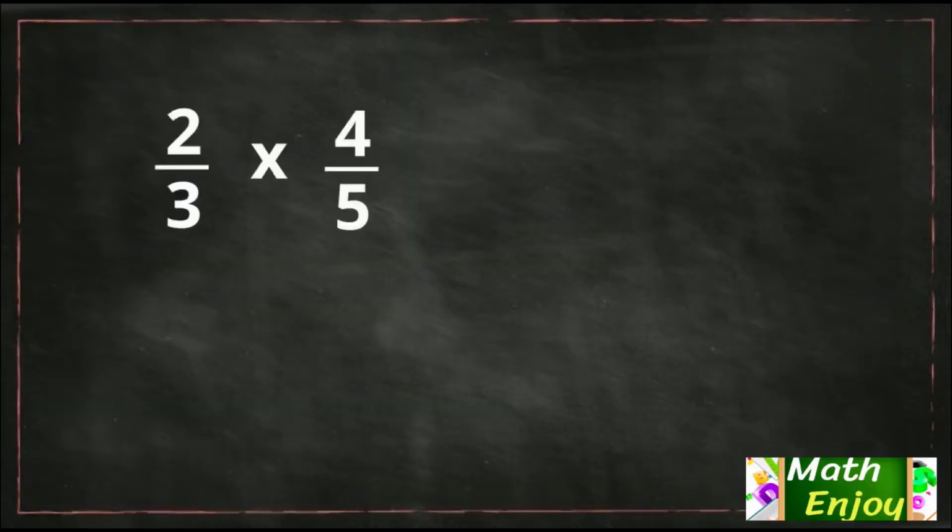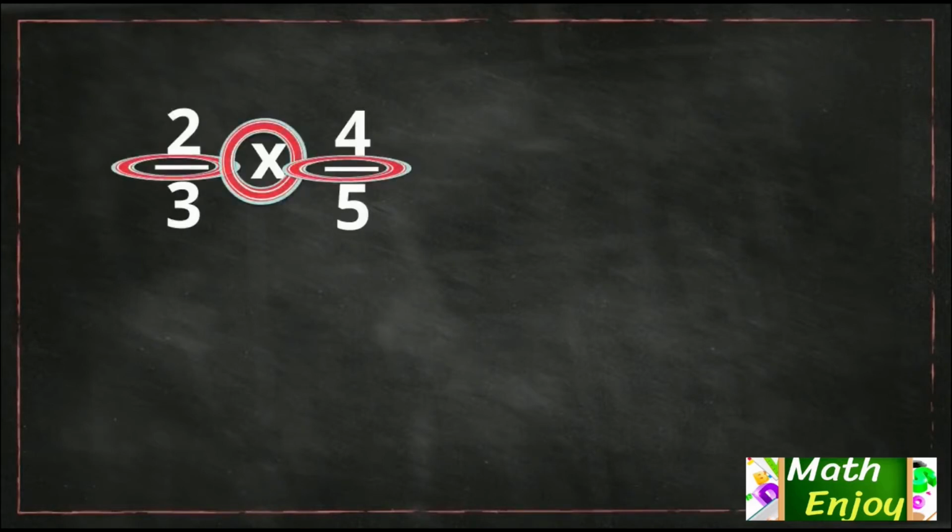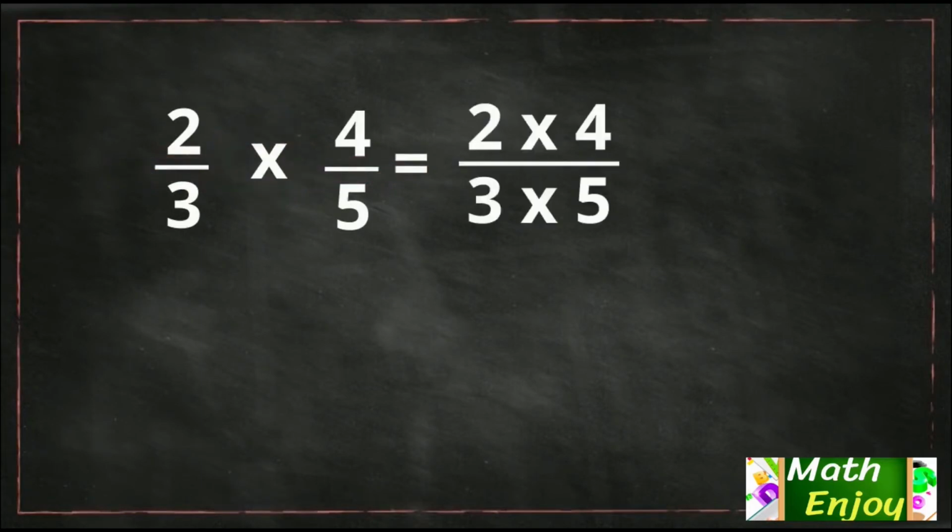2 over 3 multiplied by 4 over 5. As I told you, here also there are 2 operations, division and multiplication. We can write this one in this way. We have to multiply the numerators together and we have to multiply the denominators together. Actually, it is not compulsory to write this step. First, we will multiply the numerators. 2 times 4 is 8. 3 times 5 is 15. That's all. Answer is 8 over 15.